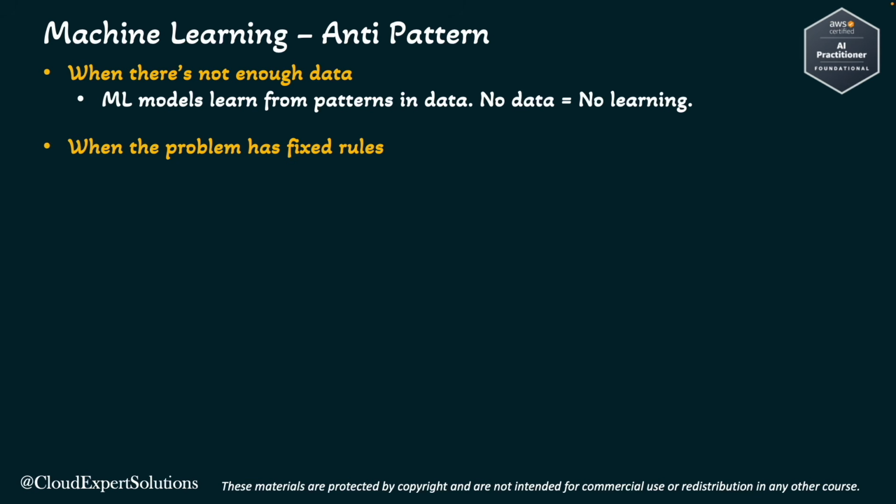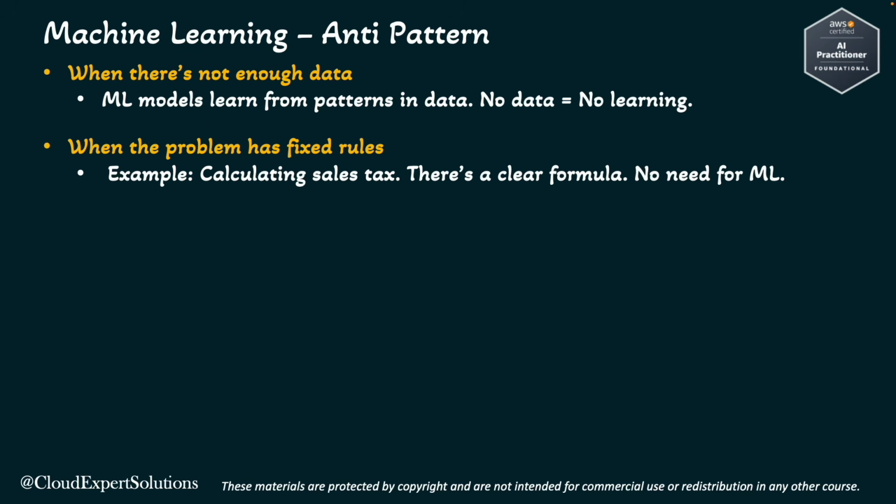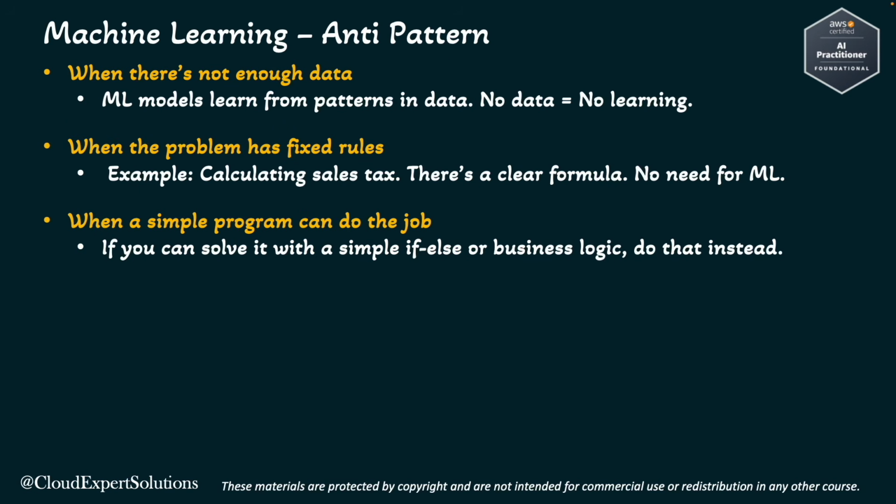The second is when the problem has a fixed rule. That means if you can calculate the value with some fixed rule like calculating sales tax, then there is a clear formula and you don't need a machine learning model. Or when a simple program can do the job. If you can solve the problem with simple if-else logic or a loop with some business logic, then you should program it instead of using a machine learning model.